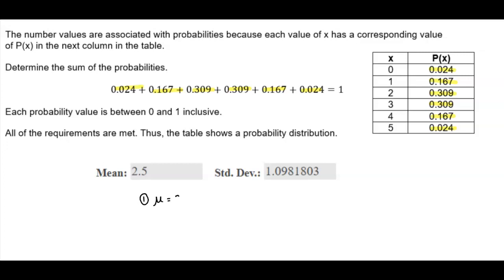So we can see that the mean is equal to 2.5, and then the standard deviation, we're going to round this to 1 decimal place. So that means here's our rounding digit, and then this is our testing digit, which is 9. So therefore, we end up getting 1.1. So therefore, there's our mean, and there's our standard deviation.